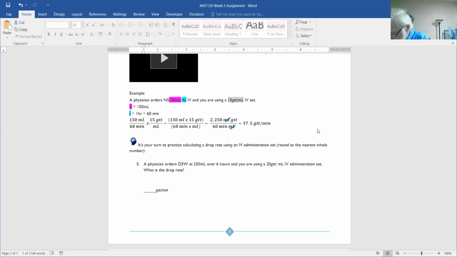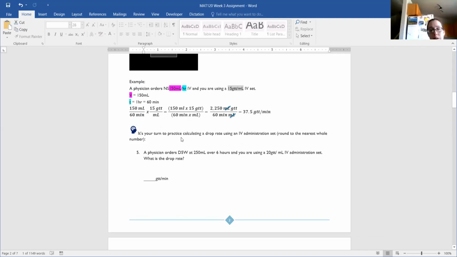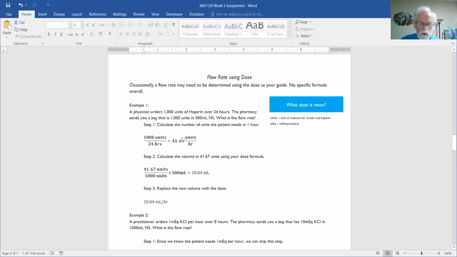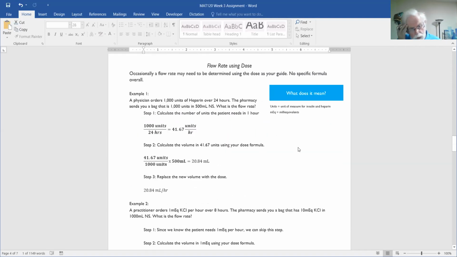So there we see one little thing to remind you: fractional drops are not possible, so they always get rounded off. So let's go on down. There are some other calculations here that can be done.